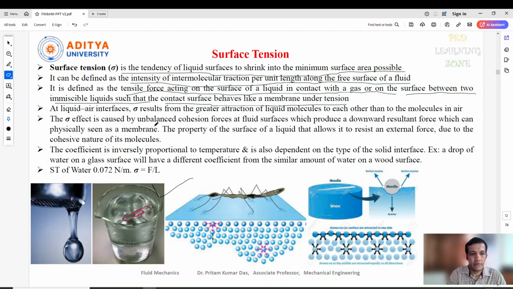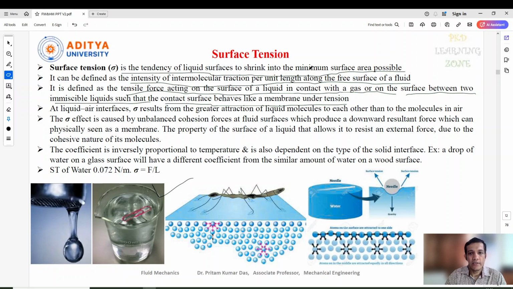Let's see some other definitions, and what the reasons are for it to stay on the surface, and how the molecules are attaching with each other with a very good bonding. So that also we'll see.